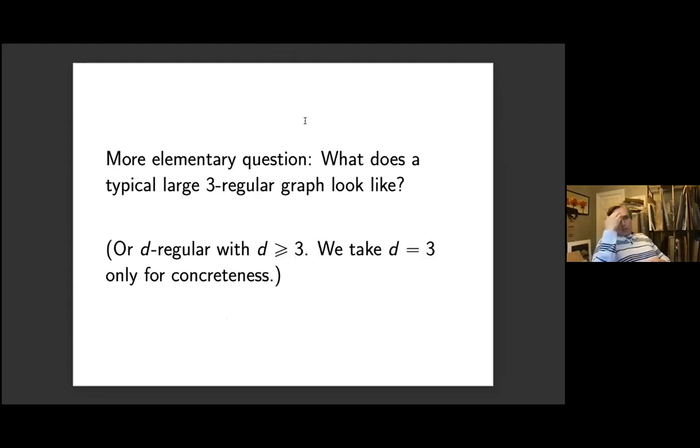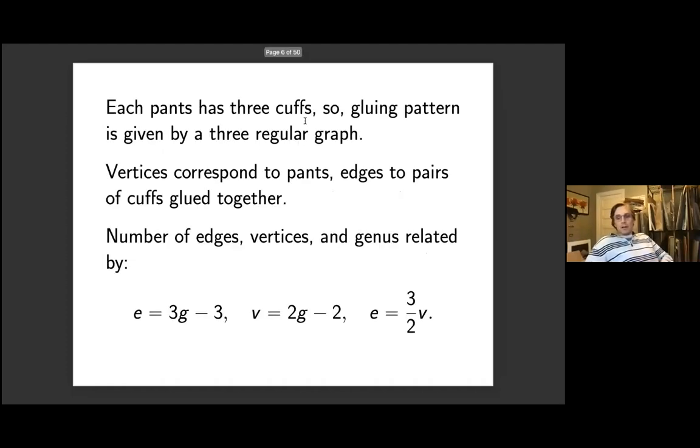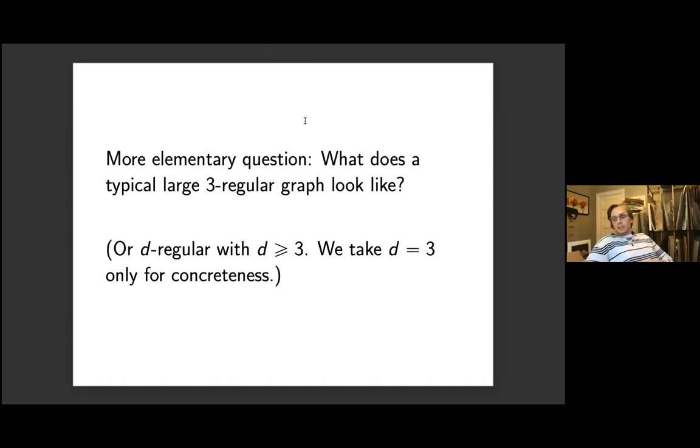Okay, so, motivated by that, given that we can use a 3 regular graph as a gluing pattern to get a high genus surface, maybe for the first part of the talk, we'll switch to a more elementary question and review what's known about the question: what does a typical large 3 regular graph look like? And for large, remember from the previous slide, the number of edges is 3/2 times the number of vertices. So large either means large number of vertices or large number of edges. There's no difference.